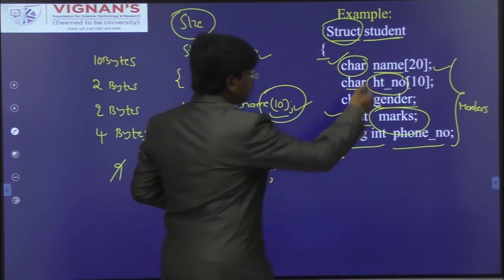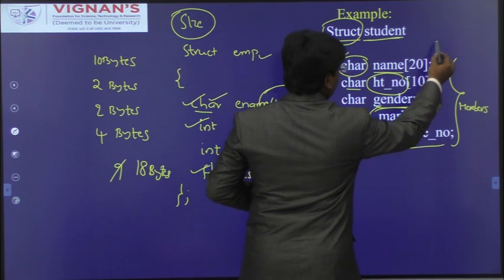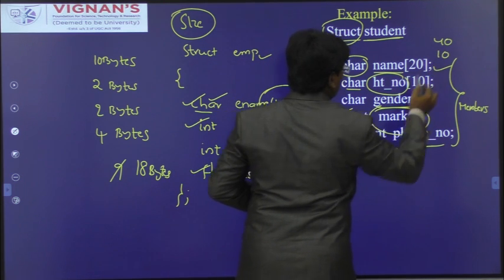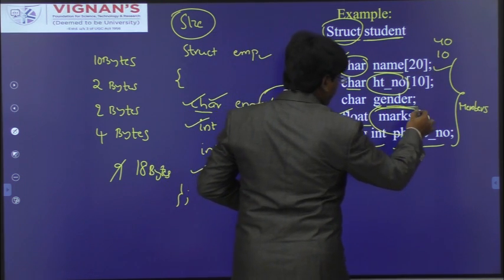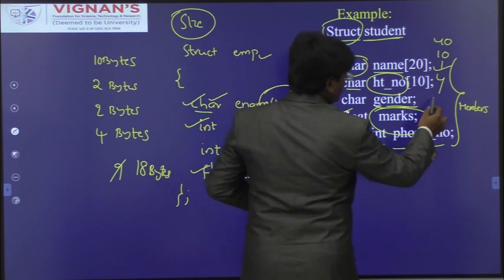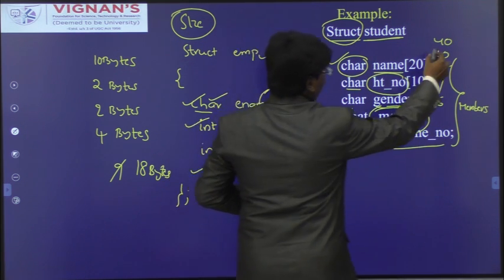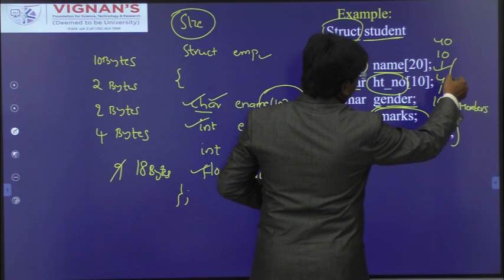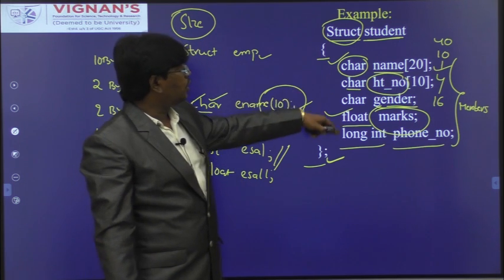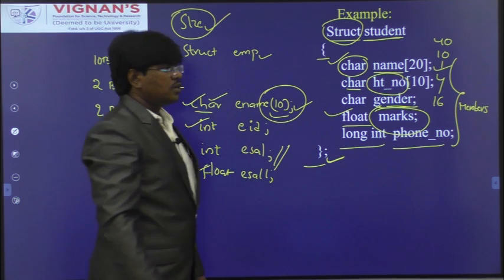Now tell me, what is the size of this particular example student structure? Character 2 bytes, so 2 into 20, it is 40 bytes of memory that will be allocated. Again 1 byte into 10, that means 10 bytes of memory will be allocated. Again a character, only 1 byte will be allocated, and float 4 bytes of memory will be allocated, and long int, how much is the size of long int? Generally it is 16 or 32. So 50, 51, 55, like that it will allocate nearly 71 bytes of memory for this particular student structure. So in this way you have to calculate the size of the given structure.